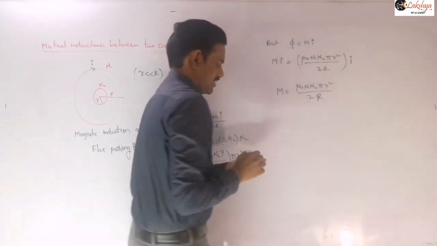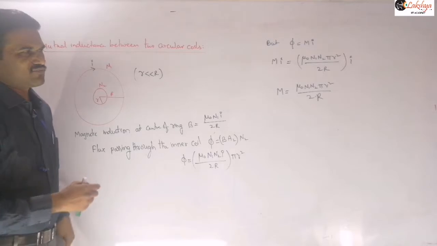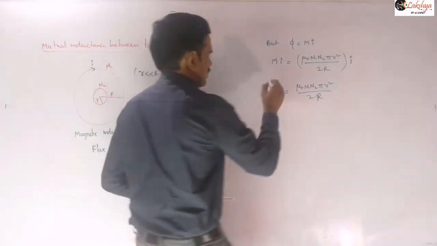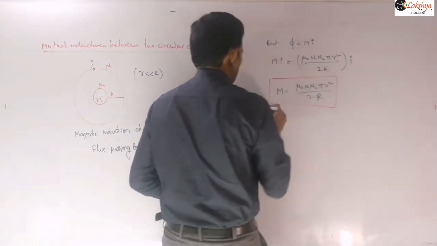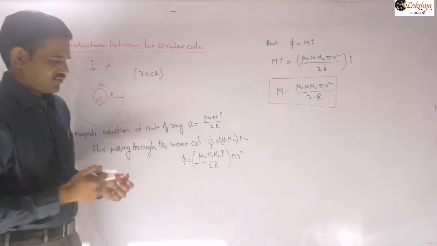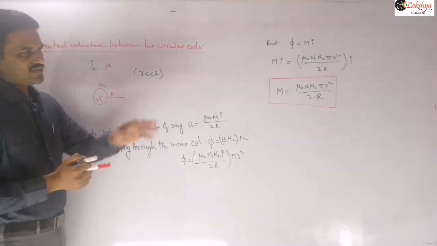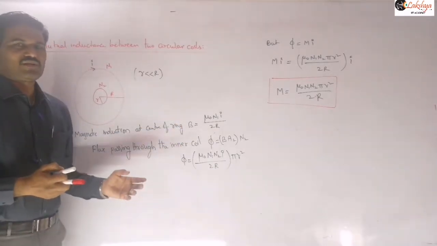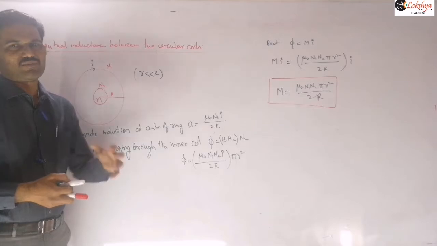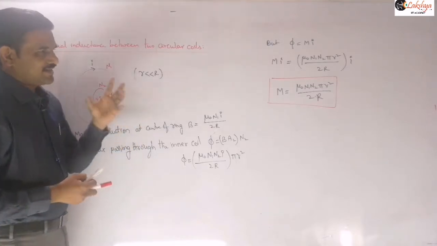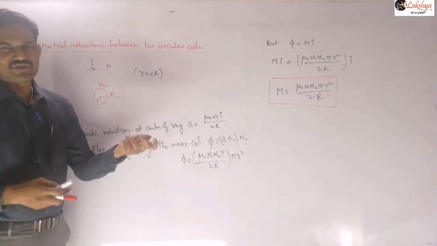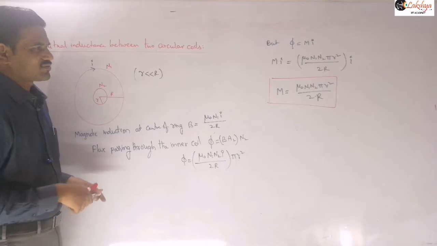So now that is the mutual inductance between those two coils for this case, right? This is the mutual inductance between those two circular coils. Now you can observe that this mutual inductance will depend on the number of turns in the primary coil, the number of turns in the secondary coil, that means the number of turns in those coils, and the size and shape of these coils. That means it depends on small r as well as this capital R also.